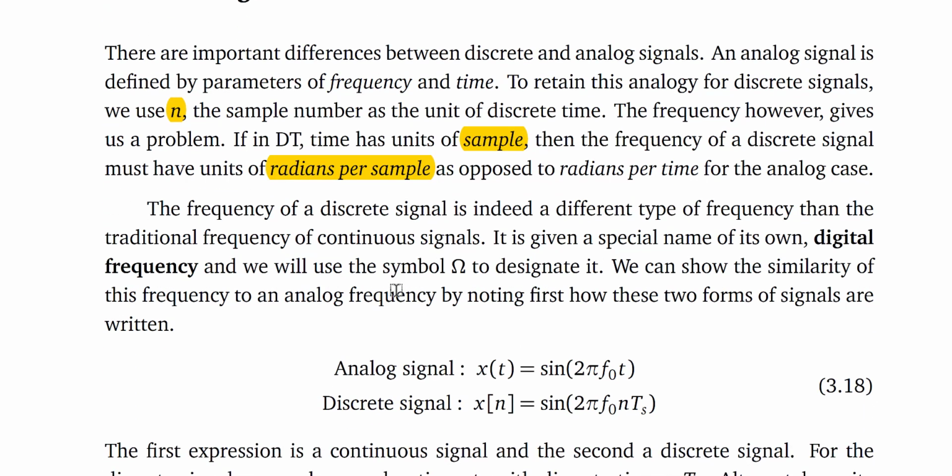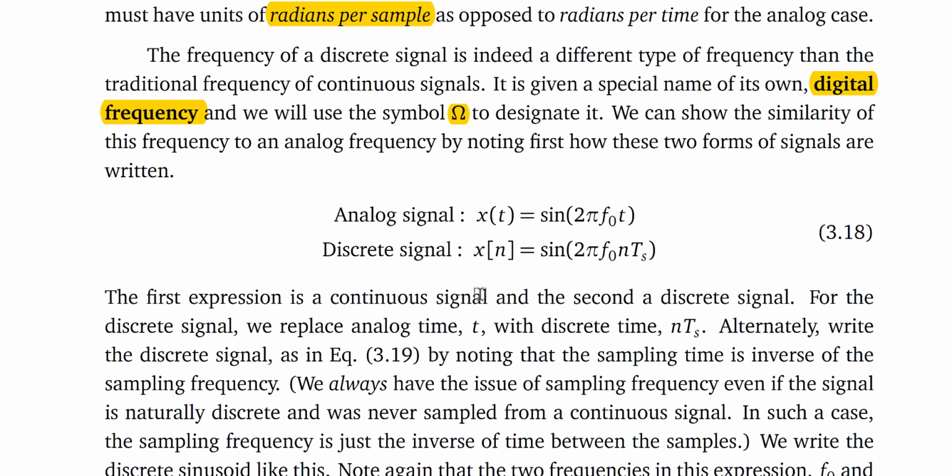So the frequency of a discrete signal is indeed a very different type of frequency, and we give it a special name, and we'll call it digital frequency. And we'll use the symbol big omega to designate it. So an analog signal would be written like this: x of t is sine of 2 pi f0 t. But for a discrete signal, the same frequency would be written as n Ts. And I call Ts the intersymbol or intersample time.